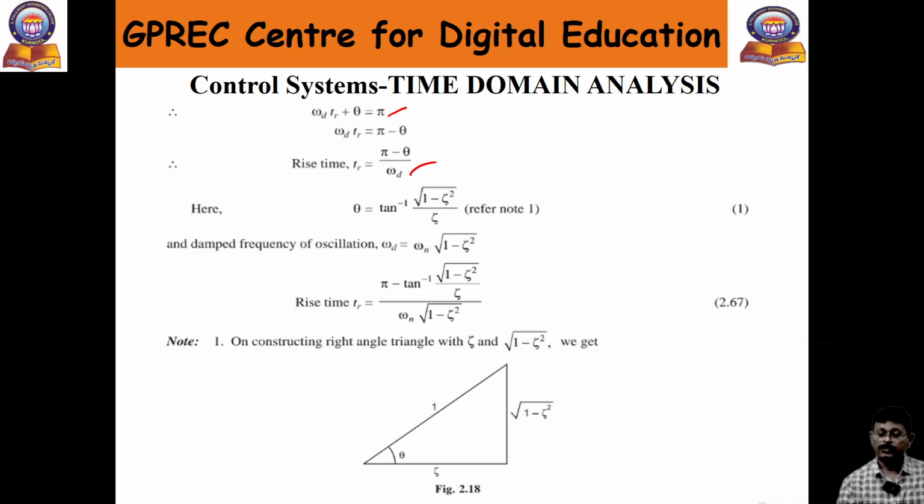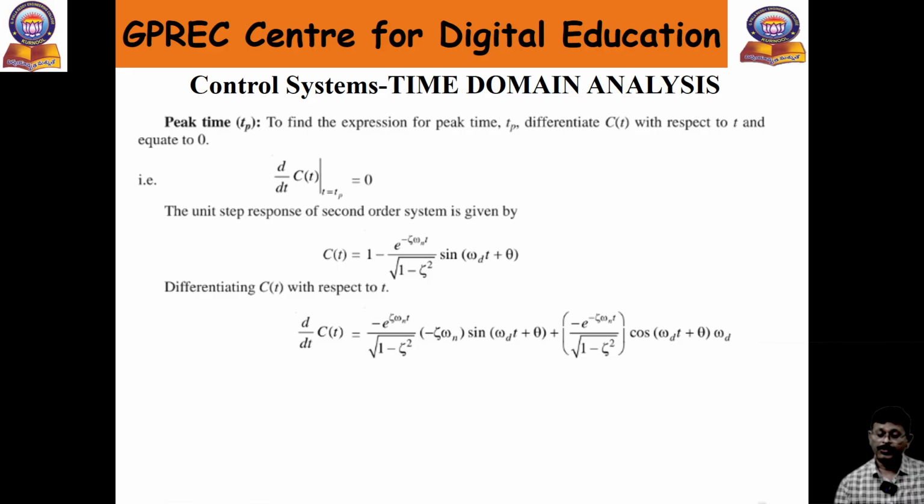What is omega d? Already you know, omega d equals omega n root of 1 minus zeta square. From the right angle triangle, tan theta equals opposite by adjacent. Substitute here, or keep it as it is, no problem. Substitute here and you will get the final value.